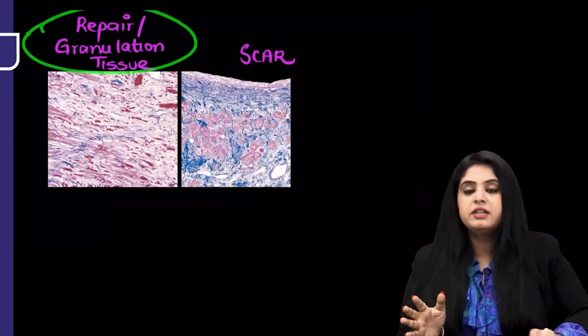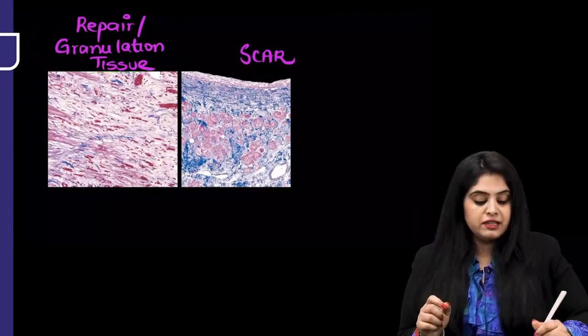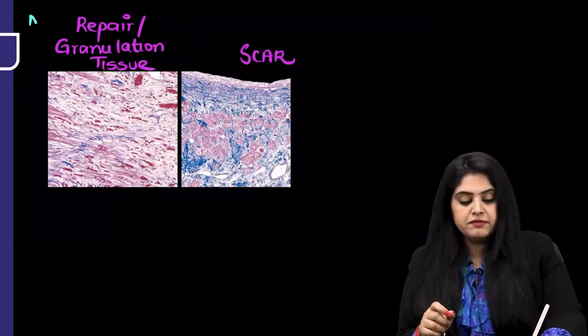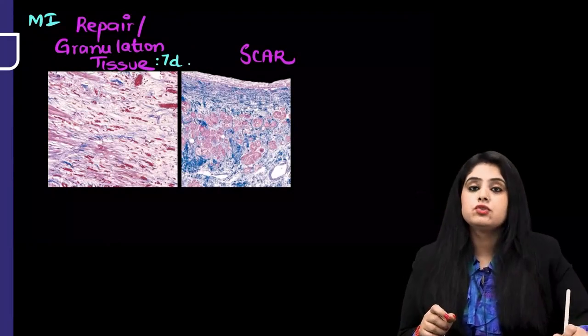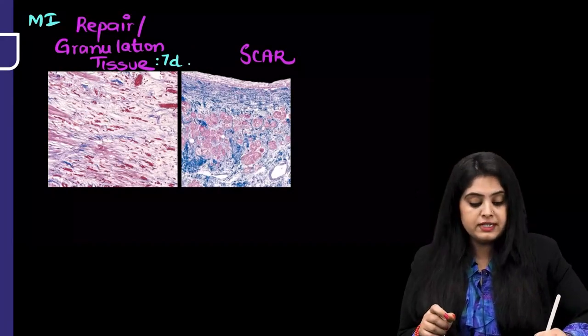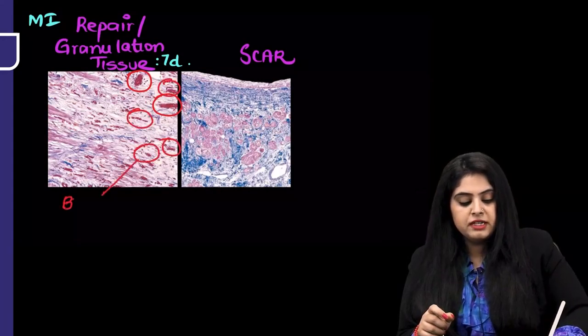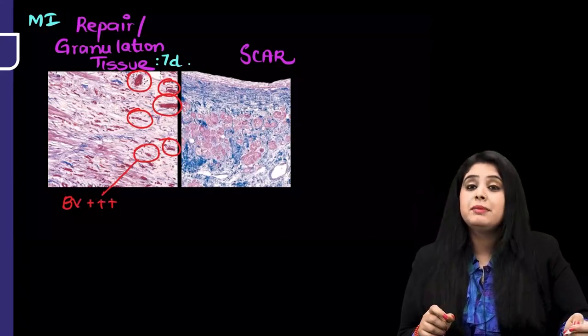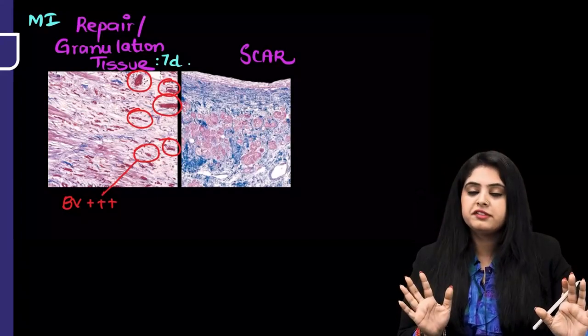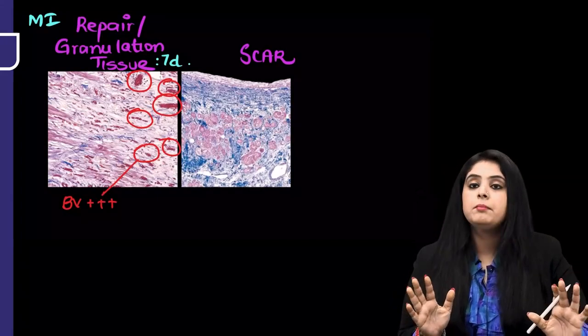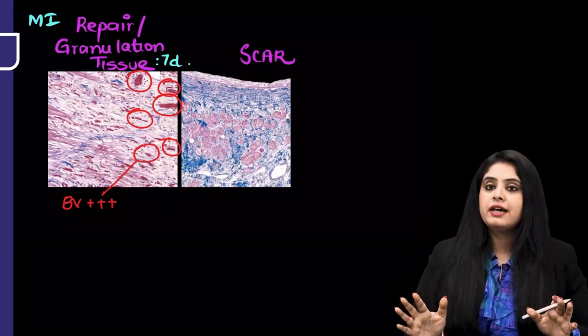Guys, repair is said to be granulation tissue, right? So they ask you, in a case of myocardial infarction, granulation tissue comes on which day? Granulation tissue comes on the 7th day. How will you identify granulation tissue in the exam? Granulation tissue is very rich in blood vessels. The blood vessel amount is going to be immense. That means repair has started. After the 7th day, granulation tissue will come, blood vessels will come, the repair has started.